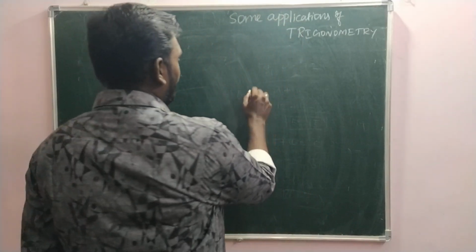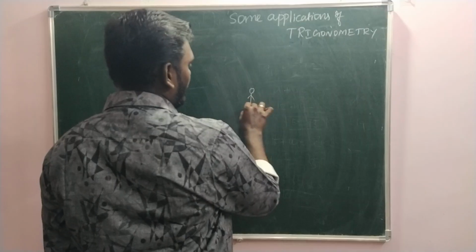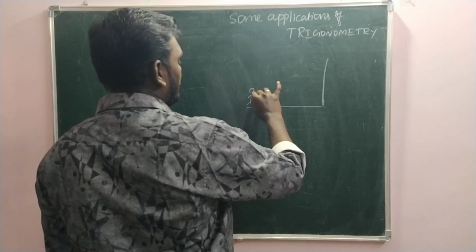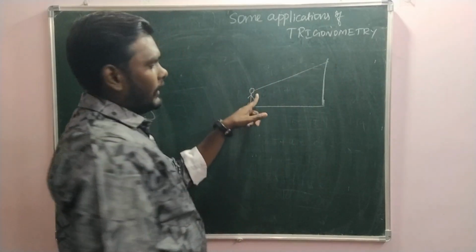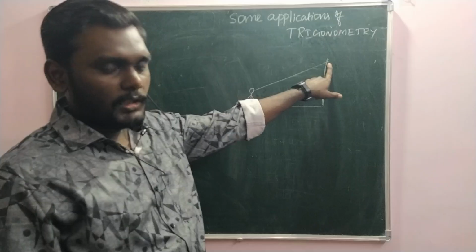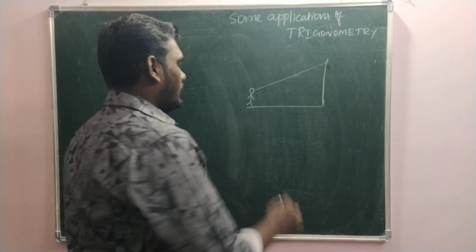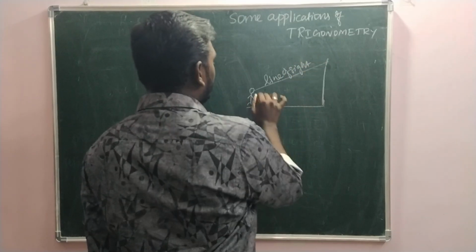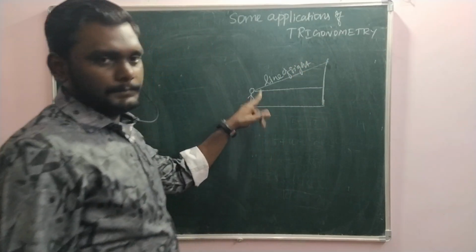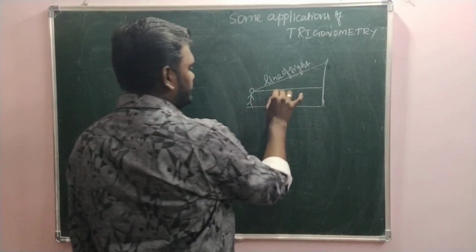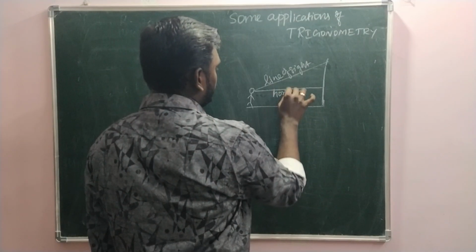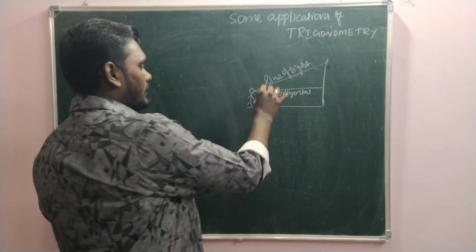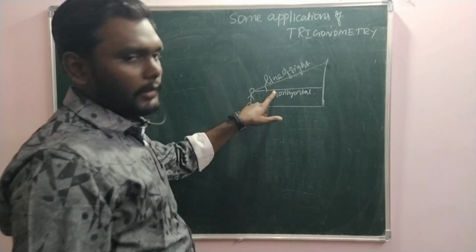Suppose a person is standing here on the ground. He is looking at something. From his eye to that object he looks at, there is a line going. That line is called the line of sight. And then this is a horizontal line. So, the angle between the line of sight and the horizontal line, that angle only we are going to measure.